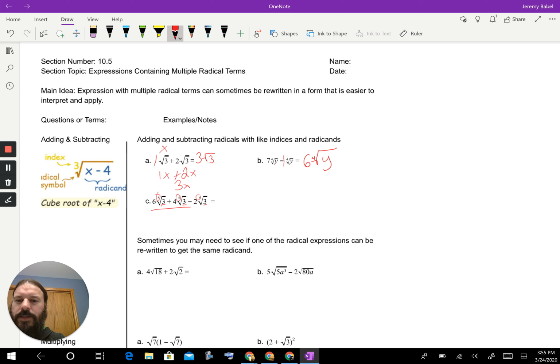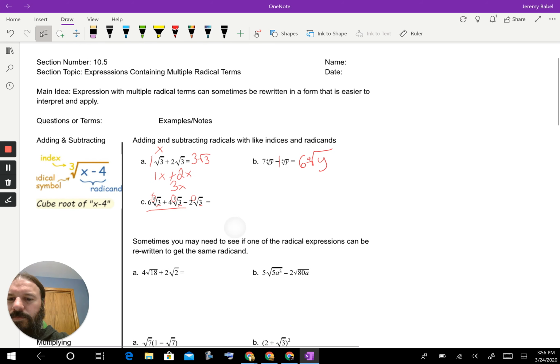Start here, 6 fifth root of 3 plus 4 fifth roots of 3 will be 10. And then minus 2 fifth root of 3. 10 minus 2 is 8. Again, same radicand, same index. So we have 8 fifth root of 3 is our final answer there.